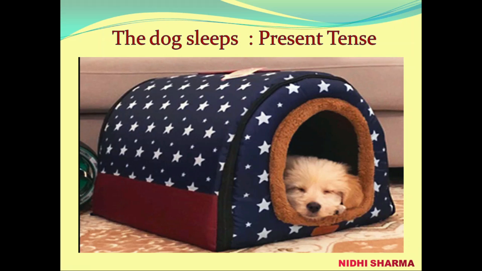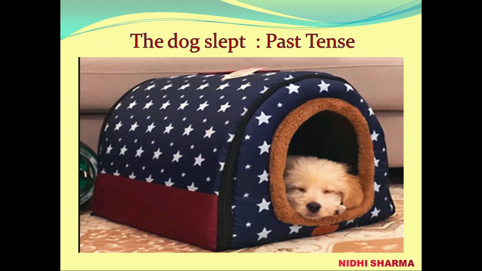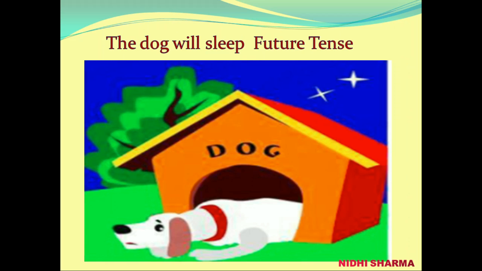Now let us take some more examples. The dog sleeps. So here sleeps denotes the action which is done in the present time. So this sentence is in present tense. The dog slept. This sentence is in past tense because the verb slept denotes the action which was done in the past. The dog will sleep. So this is future tense. Why? Because here the verb denotes the action which will be done in the future.